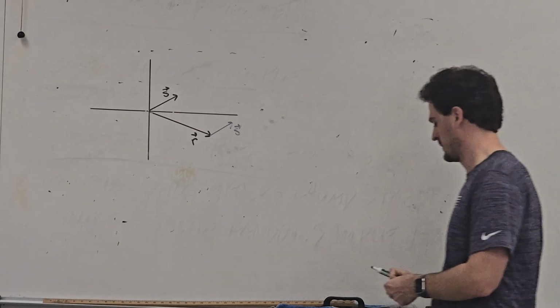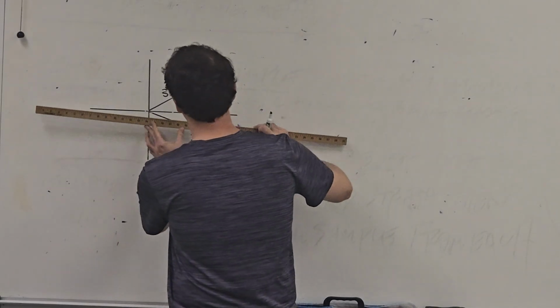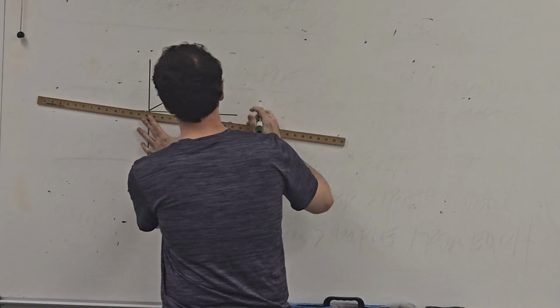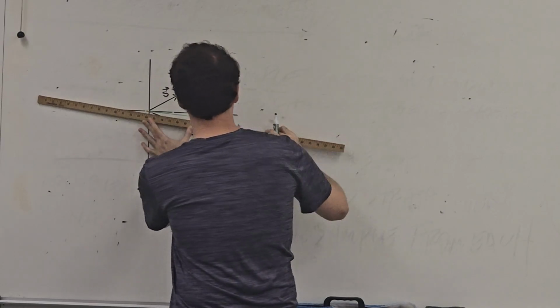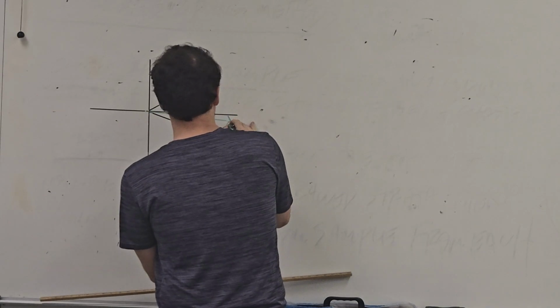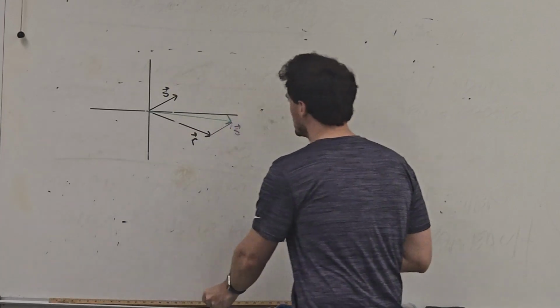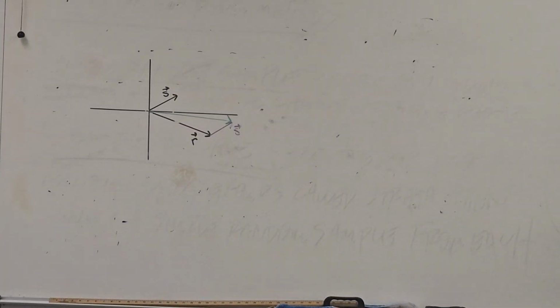And now, the answer that we get when adding the two vectors, what's that vocab word? Starts with an R. That is your resultant vector.